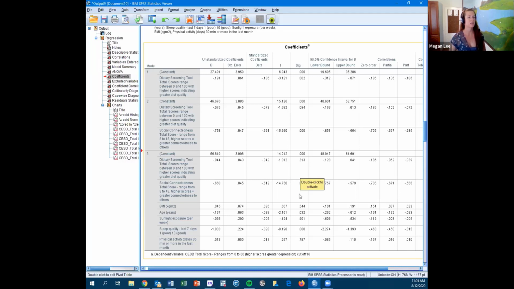Let's look at social connectedness. Is it significant? Yes. Cool. So because it's significant, we can go on to interpreting it. So if we have a look at our standardized beta, can you see where standardized beta is? Yeah. Next to T. What is it for social connectedness? Minus 0.612. Yeah. So what that says is that as social connectedness increases by 1 standard deviation, depression will decrease by 0.6 of a standard deviation. So that's quite large. That's quite good.